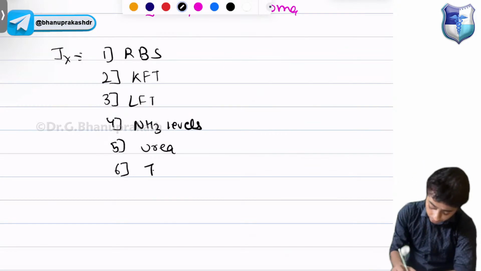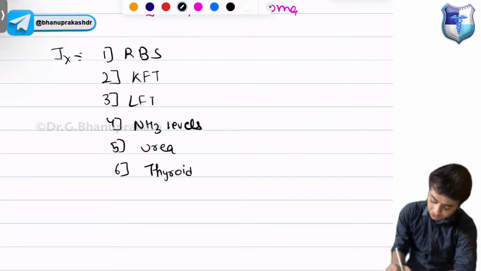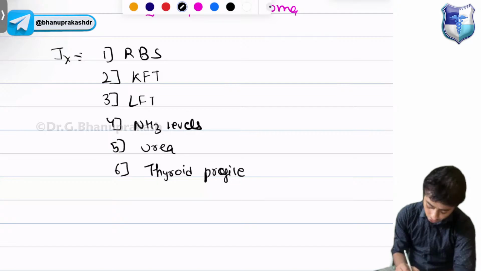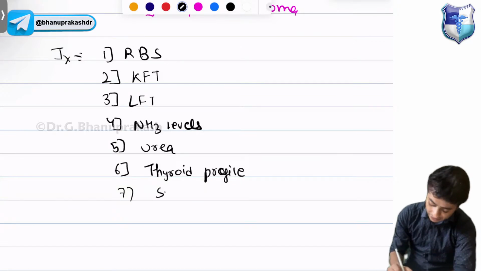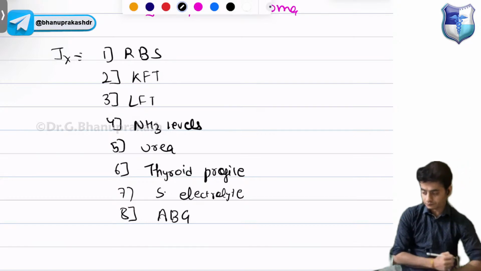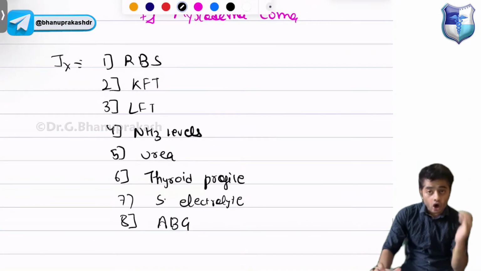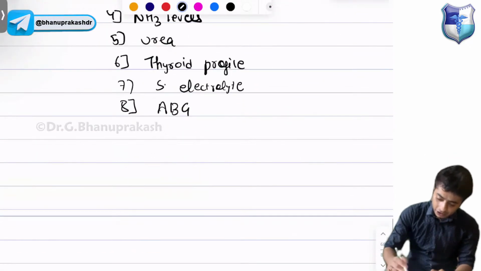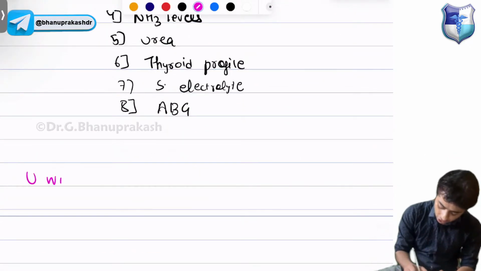You also need a thyroid profile to rule out myxedema coma. You then must send all the serum electrolytes, and last but not the least, you must do an ABG. Okay, if all these things come normal, then you will do imaging.